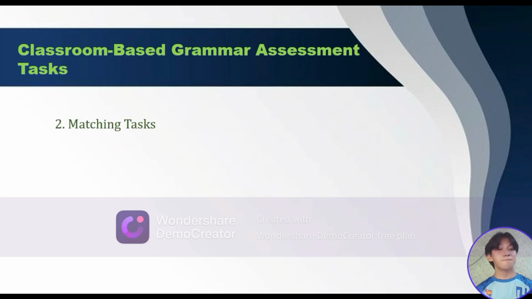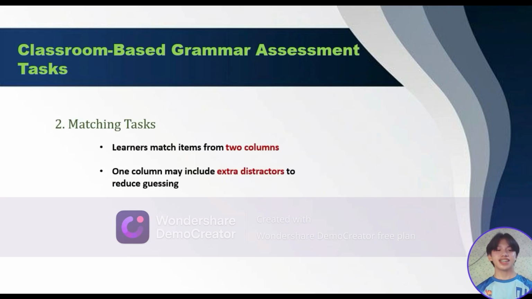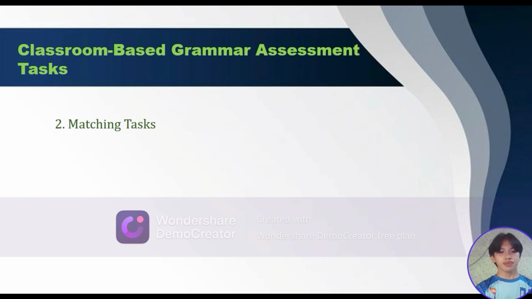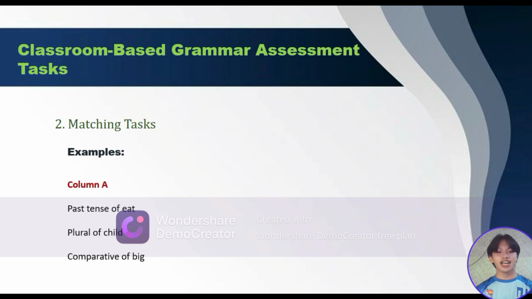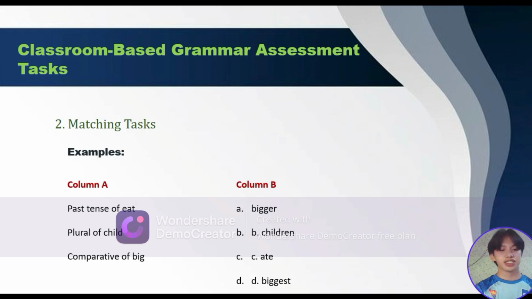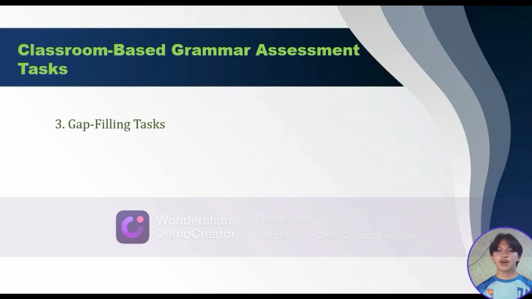Next, we have the matching task. Matching tasks present learners with two columns of related items. Learners must match items from one column to the correct items in the other. To reduce guessing, extra distractors are often included. For example, in a matching task, learners may match grammatical forms such as verb tenses or comparative forms with their correct answers.